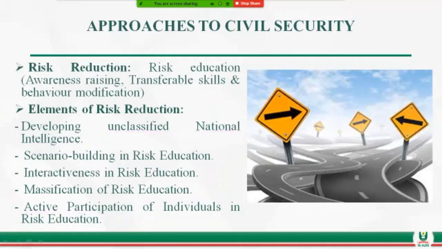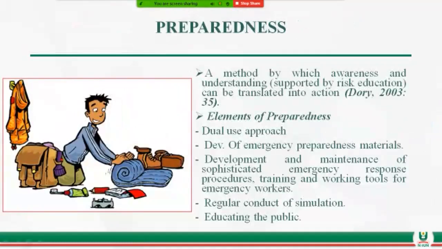All right, so let's move on to the next element, preparedness. Preparedness, as the title implies, is about being prepared ahead of the risk. It's a method by which awareness and understanding supported by risk reduction or risk education can be translated into action. So it is the method by which people get aware, they understand that a particular threat is about to happen, and of course, they get prepared in order to avert that type of threat.